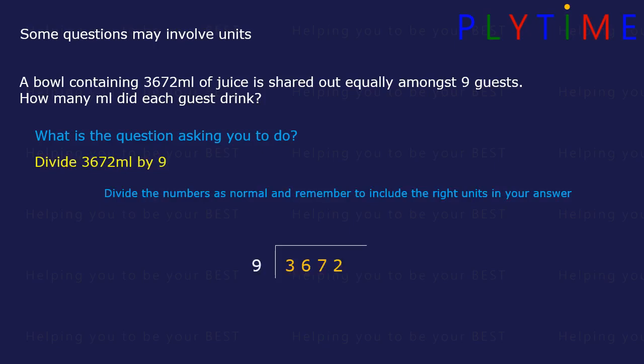So 3,672 divided by 9. 3 divided by 9 is 0 with a remainder of 3. 36 divided by 9 equals 4. Then 7 divided by 9 equals 0 with a remainder of 7. And 72 divided by 9 equals 8. So the answer is 408. Each guest drank 408 millilitres.